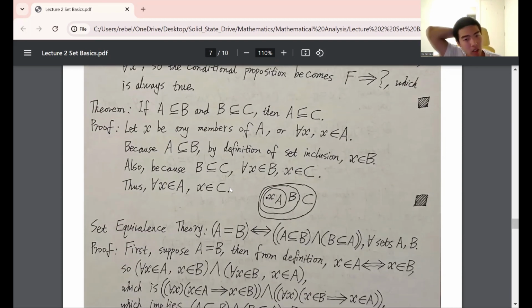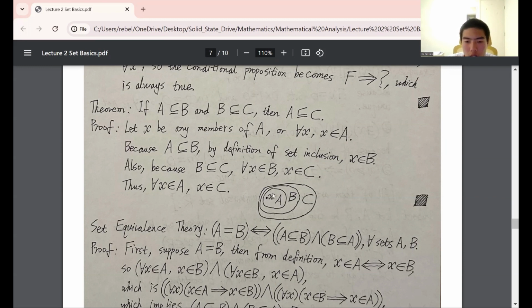And the next theorem is: if A is a subset of B, and B is a subset of C, then A is a subset of C. This is the transitivity of set inclusion. You can read the proof later, but I want to give a diagram of it. If x is in set A, then it's in B.